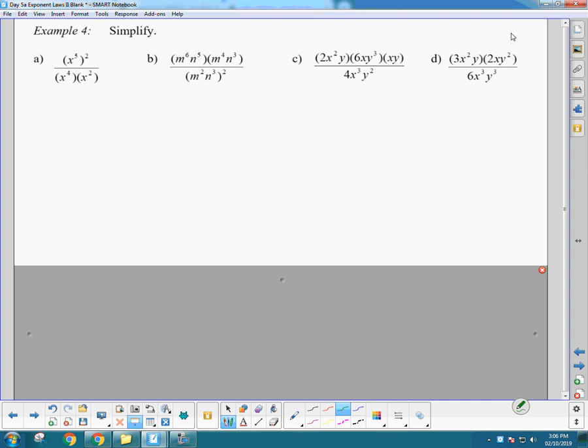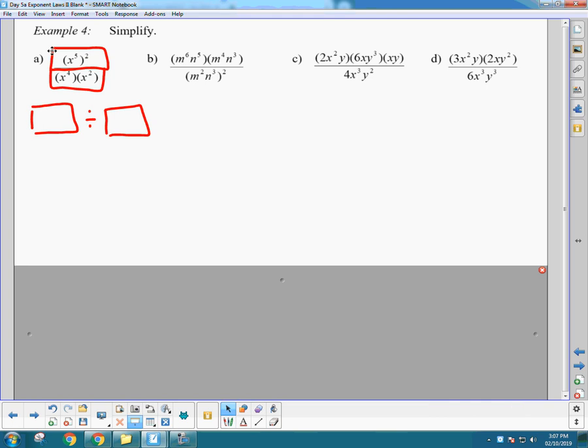So in question 4, example 4, the first A part, you see that we have a big part on the top of a fraction and a big part on the bottom of the fraction. When you have a fraction like this, it suggests that you do everything on the top and then do everything on the bottom and then divide it. So we're going to treat the top like its own question, the bottom like a separate question, and we'll divide at the end.